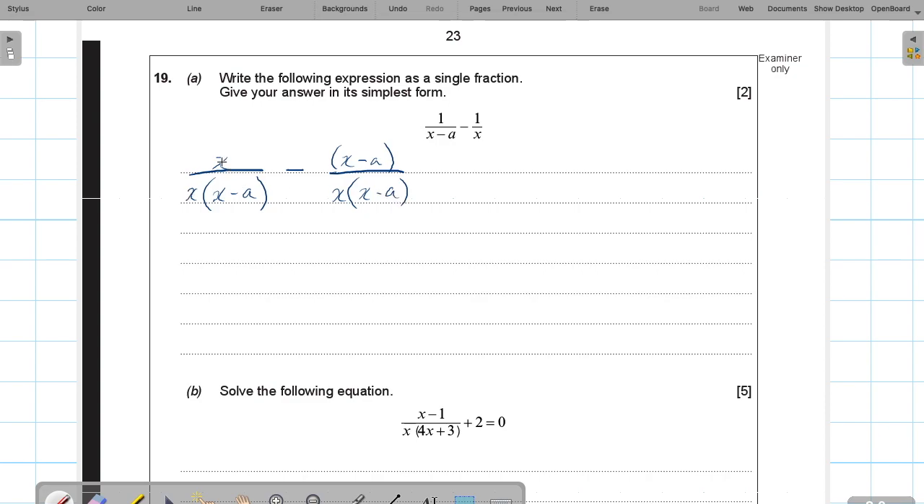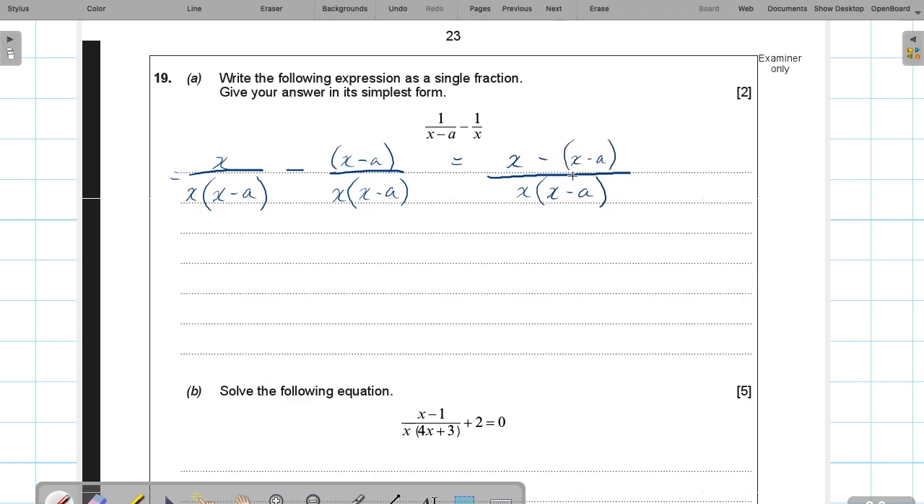And timesing top and bottom by these is perfectly valid because x divided by x is just 1, and x minus a divided by x minus a is just 1. So we haven't actually changed anything at all. This is exactly the same as this. But what this enables us to do is, now we've got the denominators the same, we can take them away. So we could do x minus a all over x minus a.